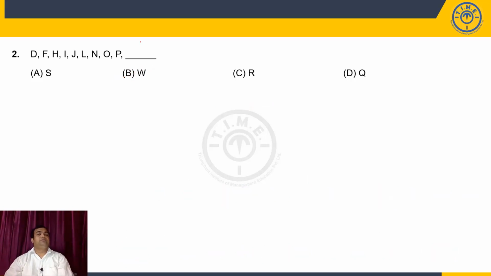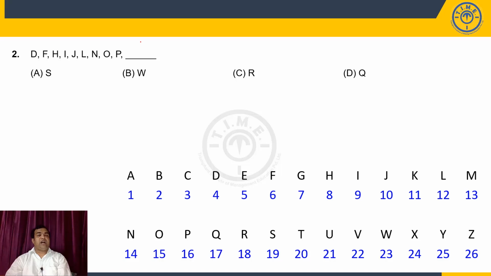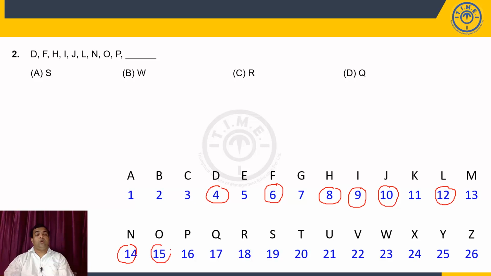Can you look at question number 2? Similar one. Can you try this question? D, F, H, I, J, L, N, O, P. Okay. No issues? Just look at D, F, H, D 4, F. Then H. Then I, J are continuous. Then L, N, O, P.